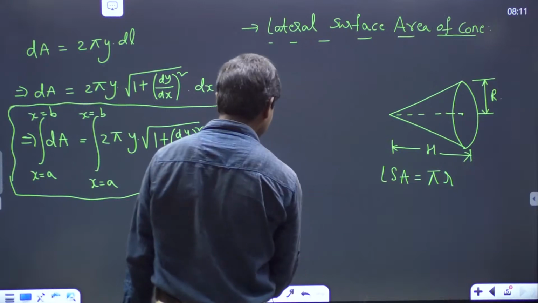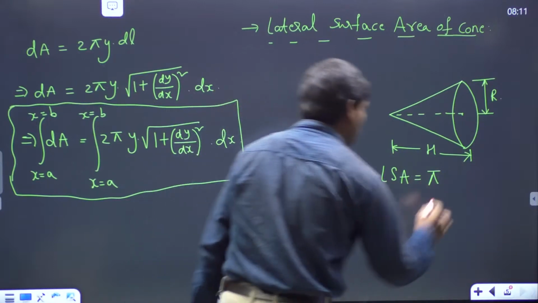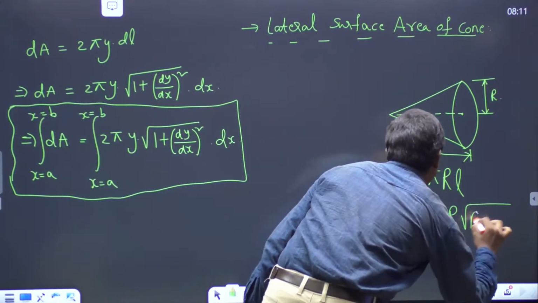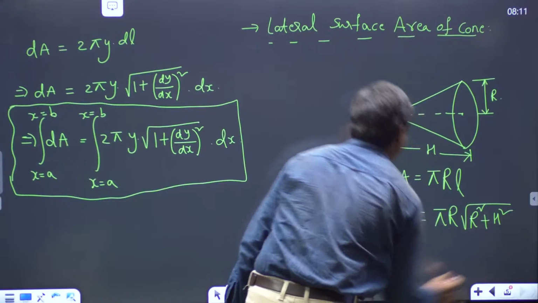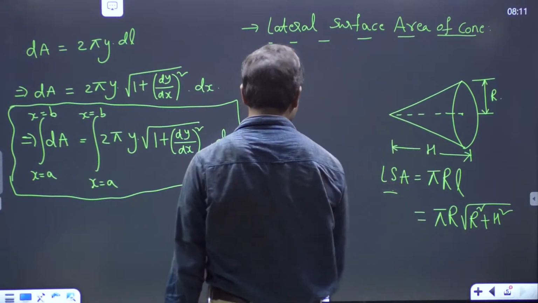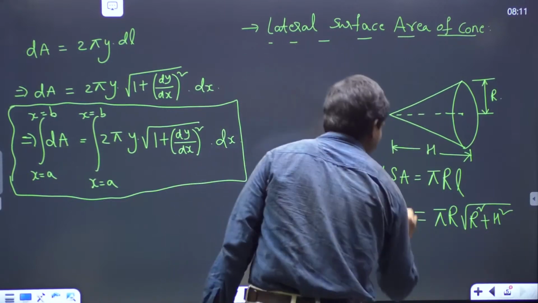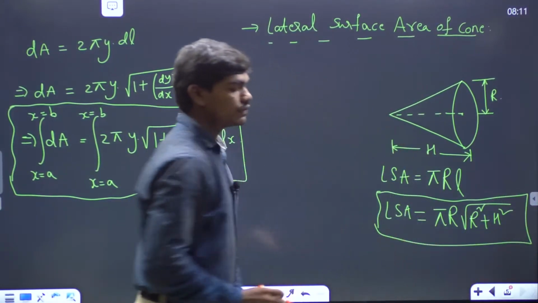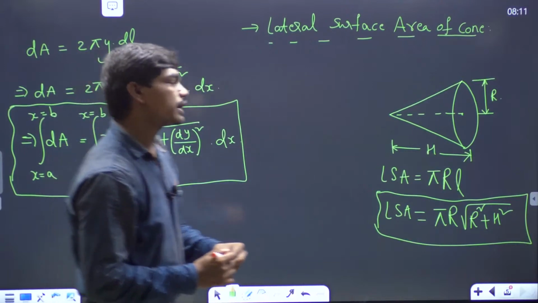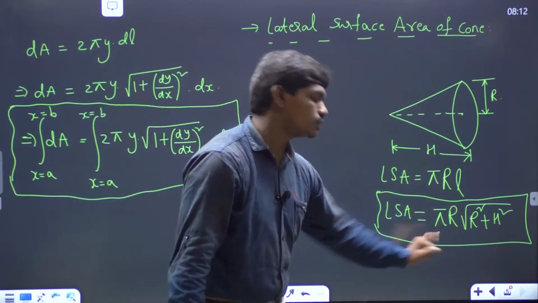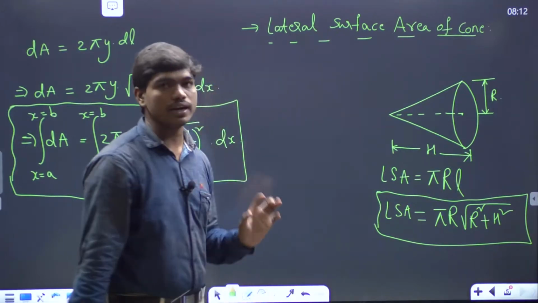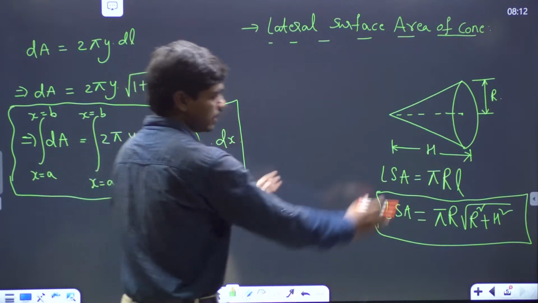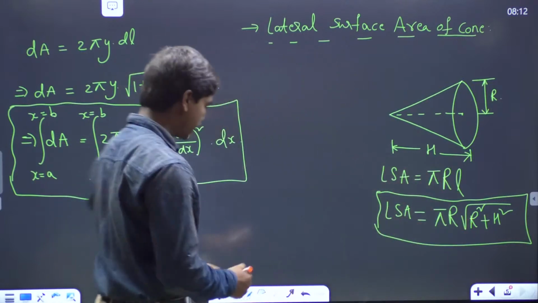Pi, let me write capital letters because I represented them in capitals. So pi R L, where L is the slant height of the cone, which is given by the square root of r square plus h square. Correct. This is what you have seen for the lateral surface area of a cone in your schooling. Since we developed the theory, let us see whether we get this formula using the knowledge that we attained. Since I gave you an expression for finding lateral surface area, let us see whether we are getting this formula or not.